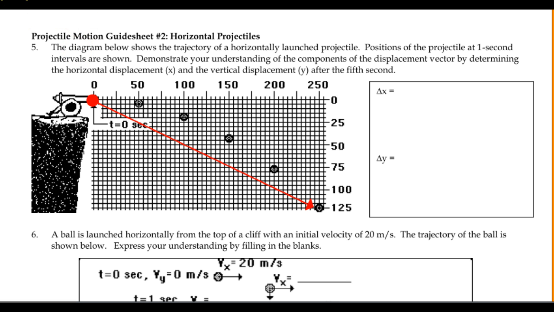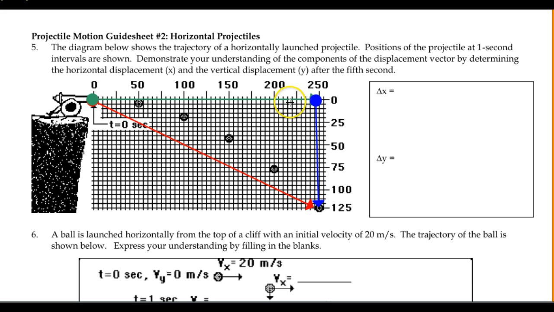So if we want to look at the x dimension displacement, here's where we started in the x, and here is where we finished in the x. So the green arrow would be our x displacement. And then if we want to know where we went to in the y direction, we started at 0 and we went down to where the ball is now. So that would be our vertical displacement.